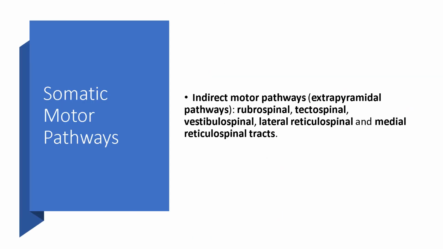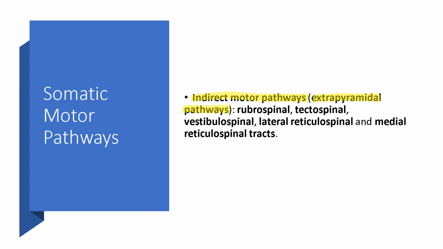Next, we have the indirect motor pathways. So these are also called extrapyramidal pathways because so far we've seen that the motor pathways will go through the pyramids within the medulla, but these are going to be extrapyramidal, so outside of the pyramids. Now these will include all somatic motor tracts other than the cortical spinal and cortical bulbar tracts.